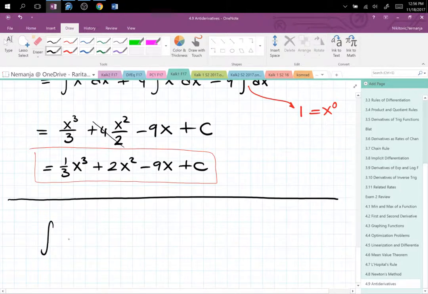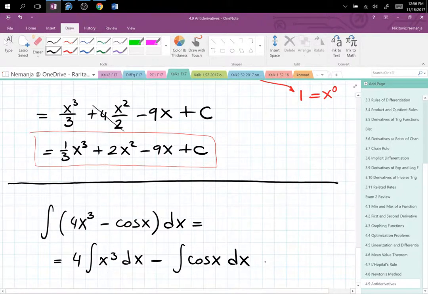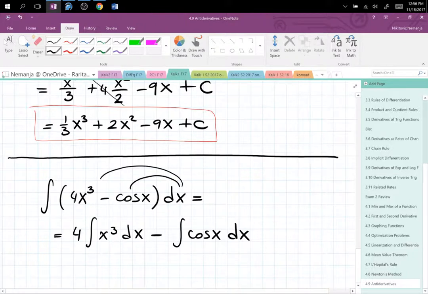Integral of 4x cubed minus cosine x dx. Tell me, what should I do? Okay, we can split, sure. So 4 integral x cubed dx minus the integral cosine x dx. So you kind of see that this dx distributes over both, right?